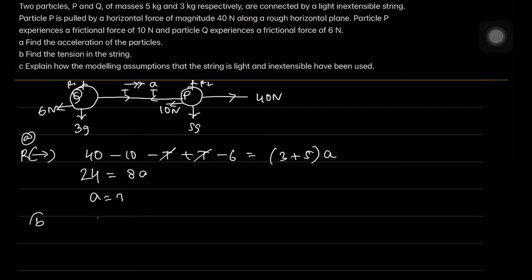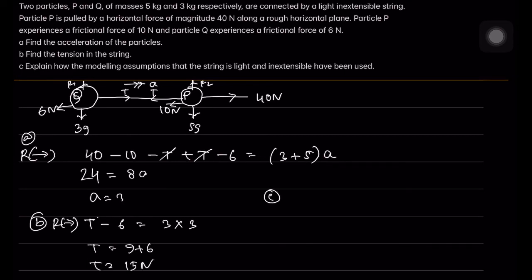And for B, to find out the tension, we can consider P or we can consider Q. So let me consider Q here. For Q, resolving in this direction, T minus 6 equals mass times acceleration. Acceleration is 3, as we have got earlier. So T minus 6 equals 9, so T equals 9 plus 6, that is tension is 15 Newton.